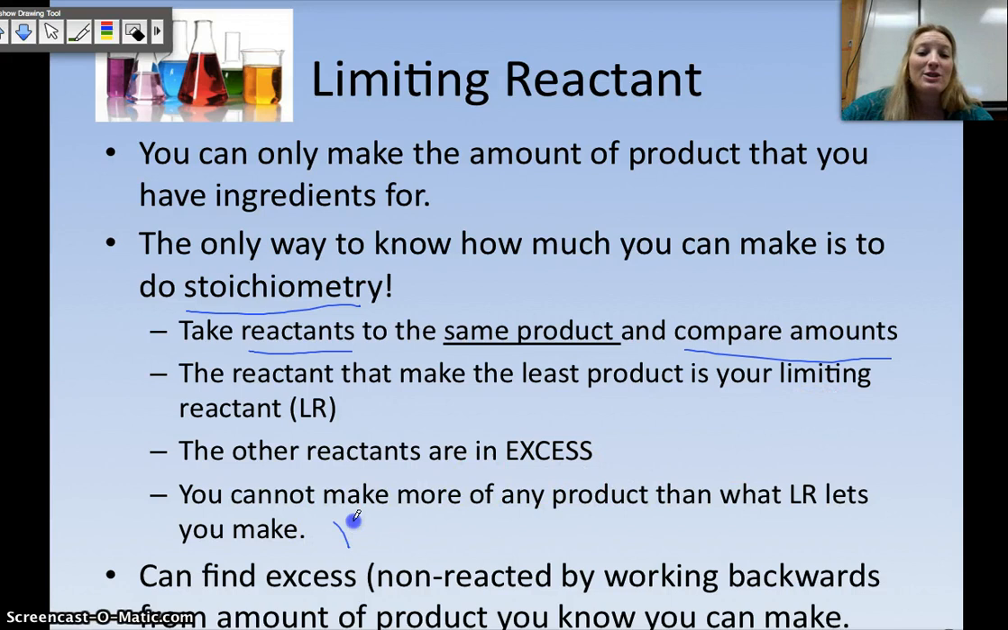So it's always key to remember, you cannot make more of any product than what that limiting reactant lets you make. Things react, react, and react, but as soon as one runs out, you can't react anymore. You can't make any more product as soon as one of them is gone. That one is your limiting reactant. And it's also key to note that you can also find how much excess you have of those excess reactants. Once you figure out how much your limiting reactant will let you make, you could work backwards and figure out how much extra was left over.